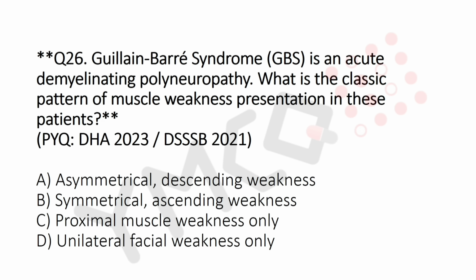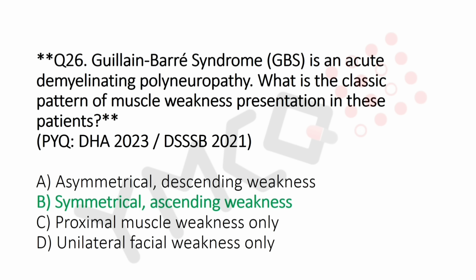Guillain-Barré syndrome, GBS, is an acute demyelinating polyneuropathy. What is the classic pattern of muscle weakness presentation in these patients? Option A, asymmetrical descending weakness. Option B, symmetrical ascending weakness. Option C, proximal muscle weakness only. Option D, unilateral facial weakness only. And the answer is option B, symmetrical ascending weakness.